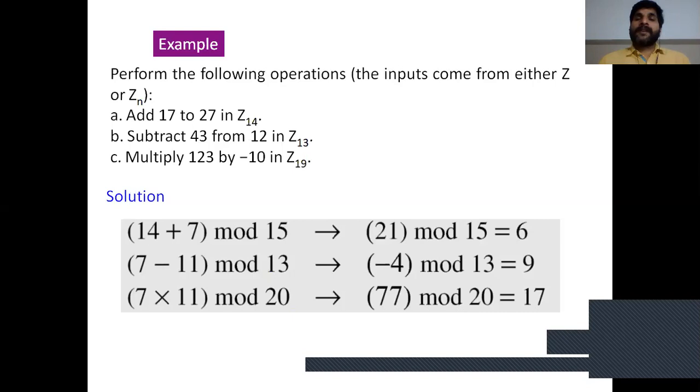Perform the following operation. The inputs come from either Z or Zn. Add 17 and 27 in Z14.